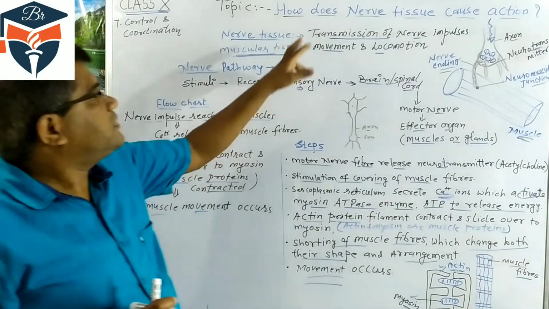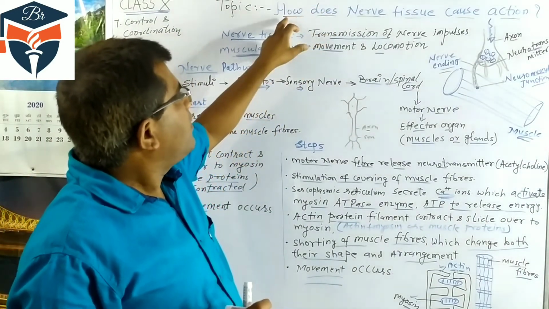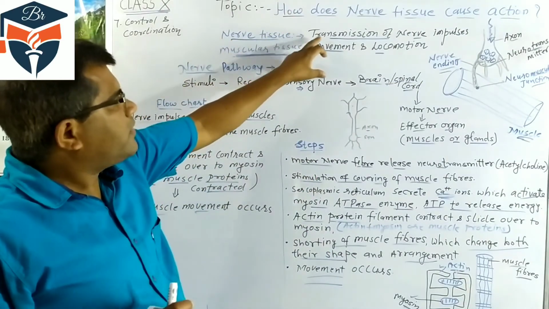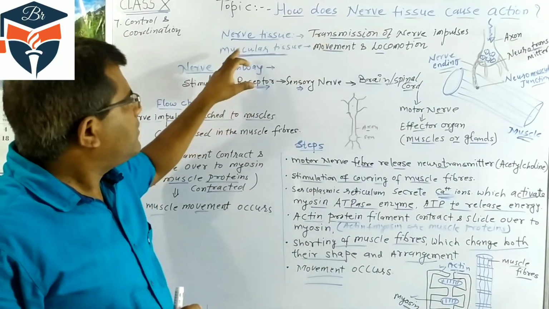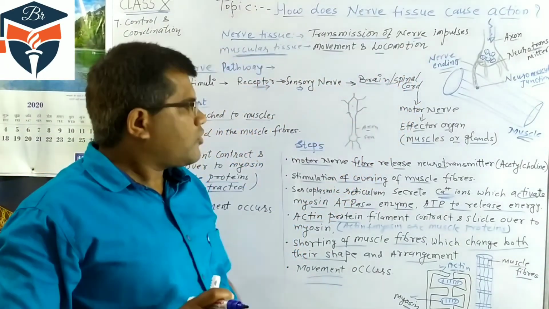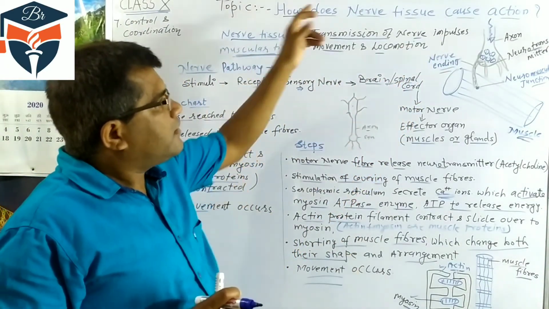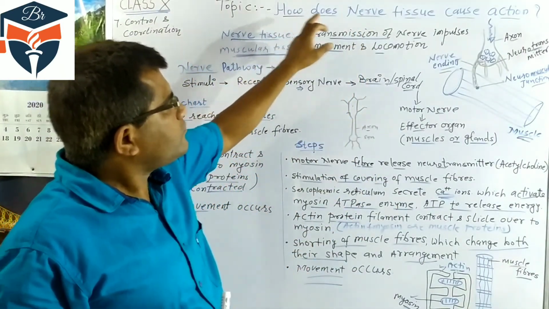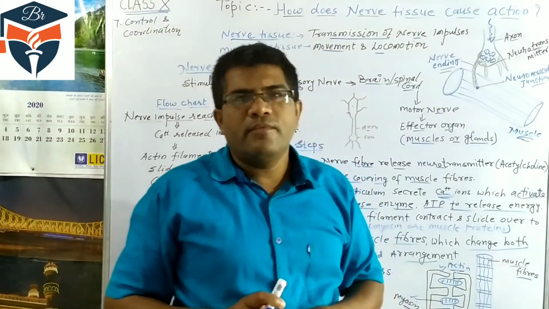So overall, how does nerve tissue cause action? Nerve tissue helps in transmission of nerve impulses, but muscular tissue helps in movement and locomotion. So overall, these are the steps for the conduction of the nerve impulse and how nerve tissue causes action. Thank you.